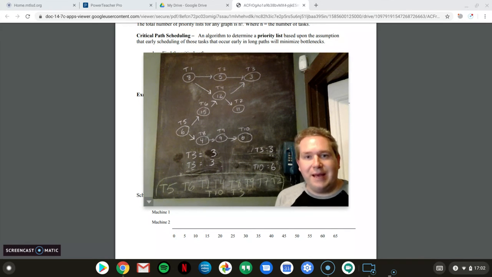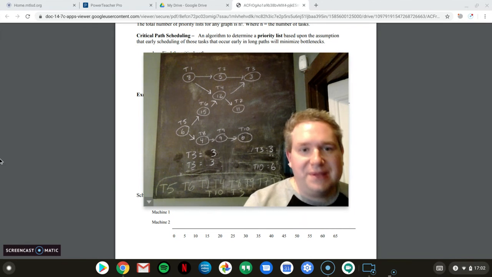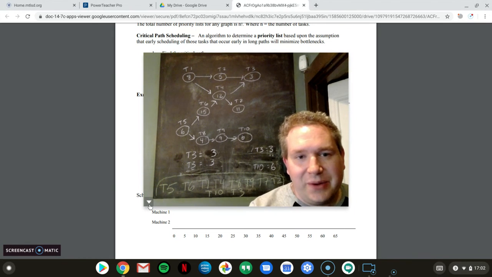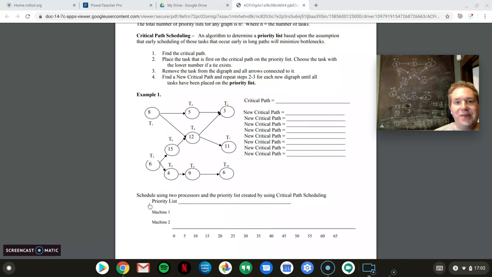Okay? So that's the priority list that I'd like you to use for today. If you go back to the handout from yesterday, which is right here, we listed this priority list. That's the answer. I'd like you to work on simply scheduling this out on 2 machines, 2 processors, using that priority list. That's what I'd like for you to work on today. And then tomorrow we will go over the answer to that.